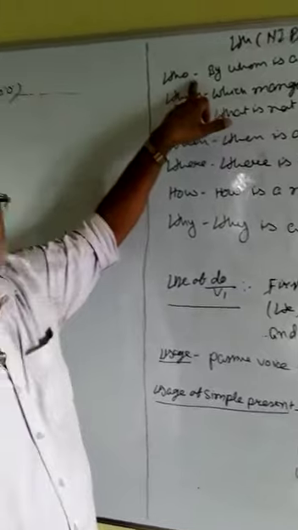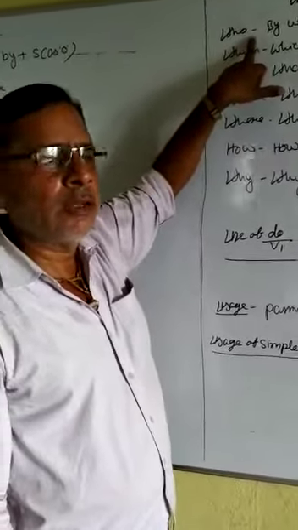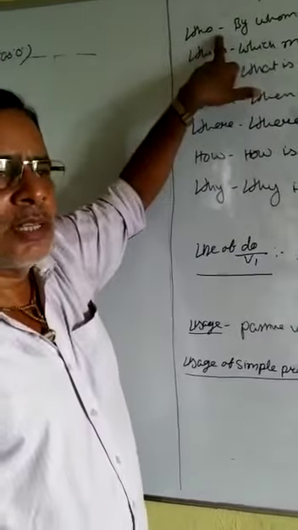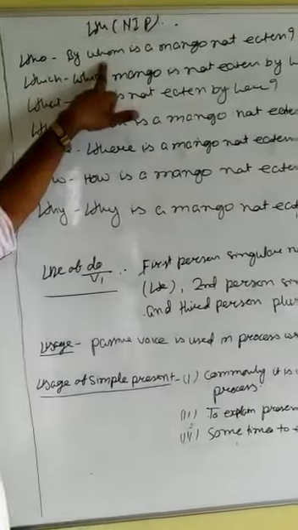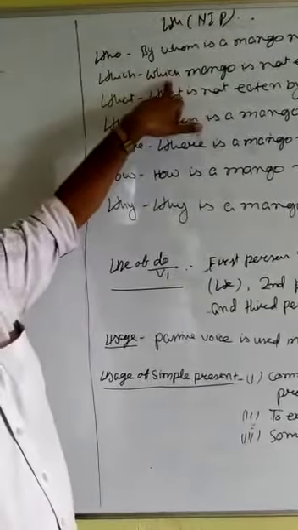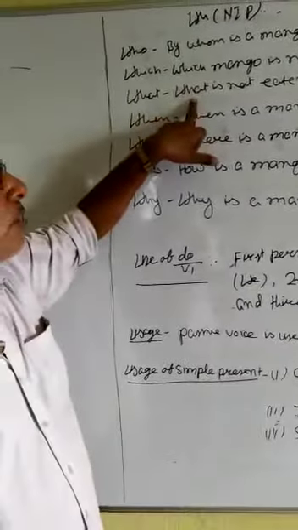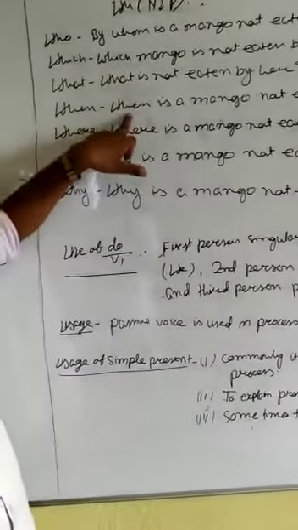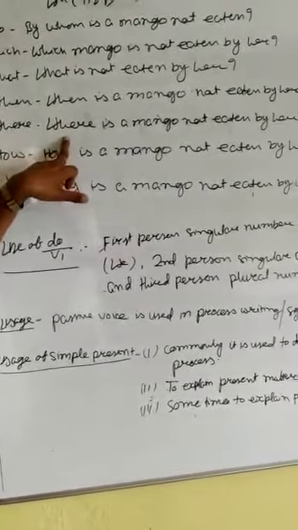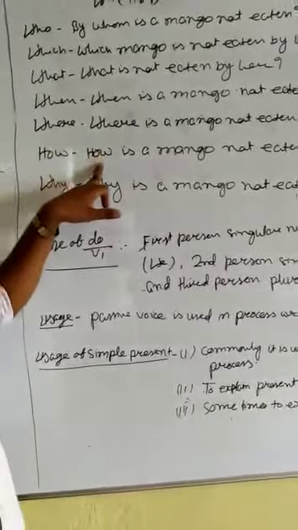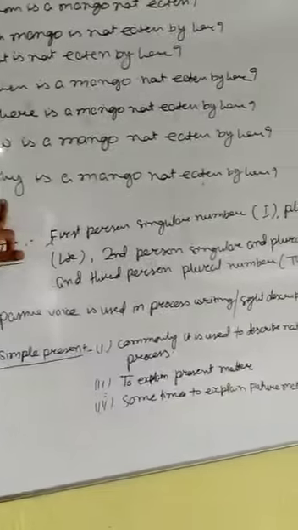So here the negative interrogative sentence: who does not eat a mango. And when the sentence is transferred into passive, then by whom is a mango not eaten. Feel like the same: which mango is not eaten by her. Then what is not eaten by her. Then when is a mango not eaten by her. Then where is a mango not eaten by her. Then how is a mango not eaten by her. Then why is a mango not eaten by her.